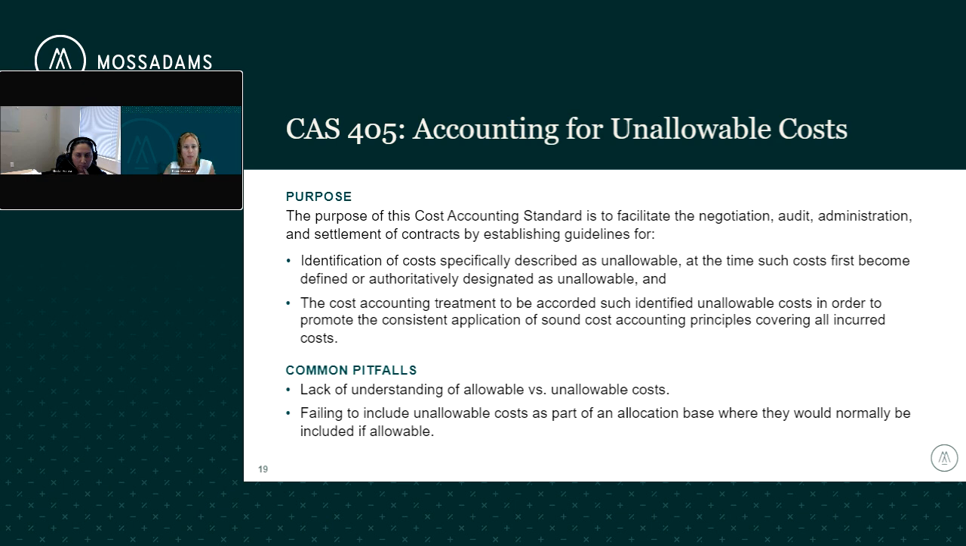Two other things to keep in mind with this standard is, once you identify those unallowable costs, if due to the nature of those costs, they would ordinarily fall into one of your allocation bases, then you need to make sure they remain in the base, even though they're an unallowable cost. And also any costs that are incurred as part of an unallowable cost would also be unallowable.